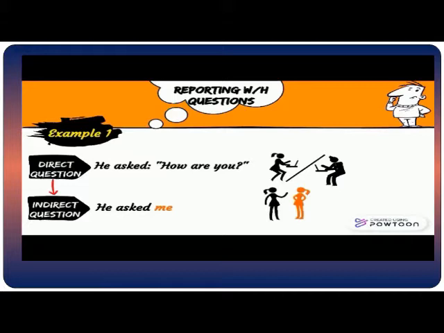Now if I have a yes/no question, beginning with do, did, does, am, is, are, can, could, will, would, may, might, have, has, had, okay? Here I will join the sentence using if or whether. After that, I will begin the sentence with the subject, verb, and the rest of the sentence. And the verb will be in the past, one step back from the tense. And I will change the time and the place expressions.